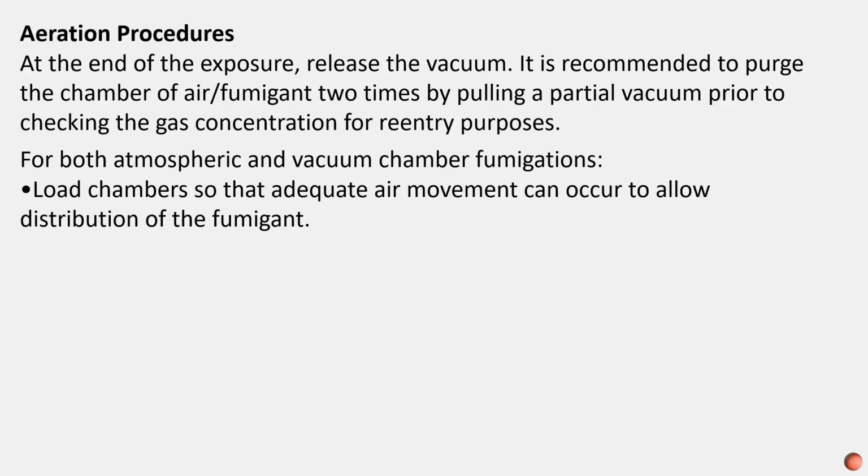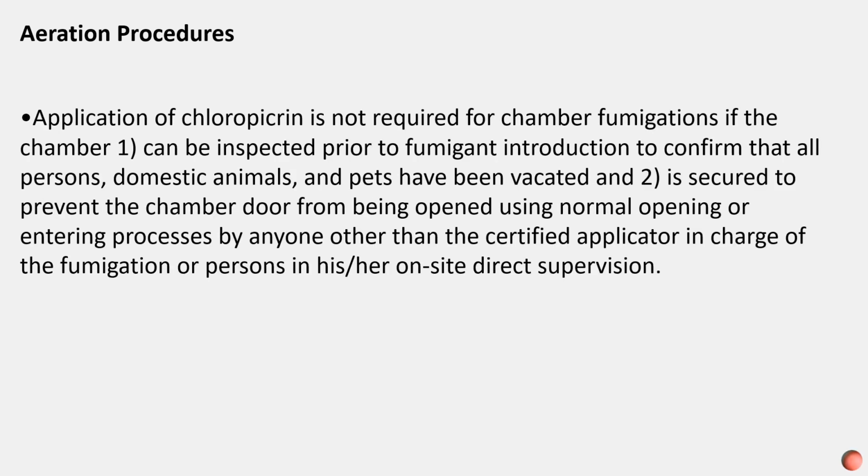Aeration procedures. At the end of the exposure, release the vacuum. It is recommended to purge the chamber of fumigant 2 times by pulling a partial vacuum prior to checking the gas concentration for re-entry purposes. For both atmospheric and vacuum chamber fumigations, load chambers so that adequate air movement can occur to allow distribution of the fumigant. Aeration procedures.